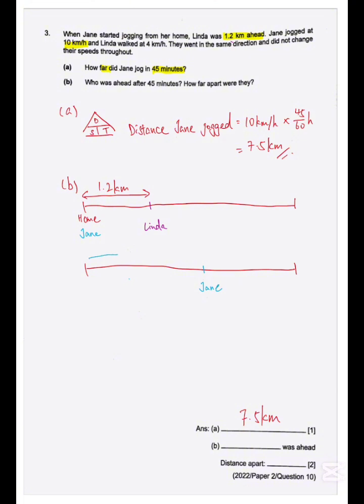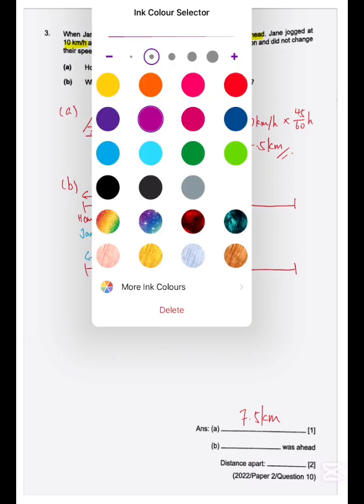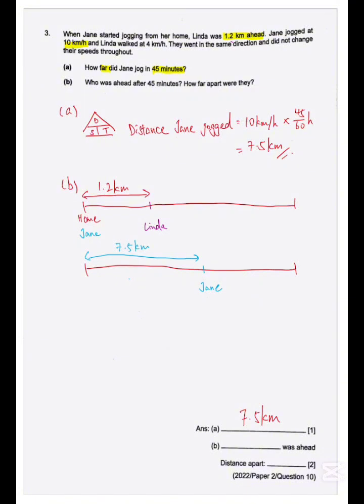So this would be 7.5 kilometers for Jane. Then for Linda, I draw a dotted line down. From here to here is 1.2 kilometers. This was the distance that Linda had ahead of Jane at the very start. Now let's figure out how far Linda moved after 45 minutes. We haven't calculated that before.